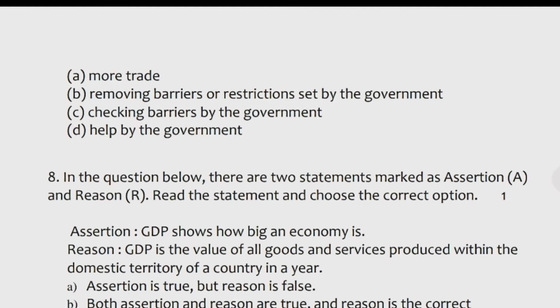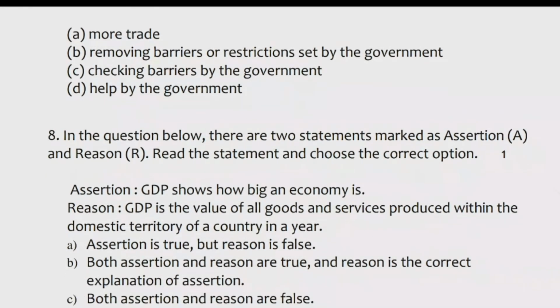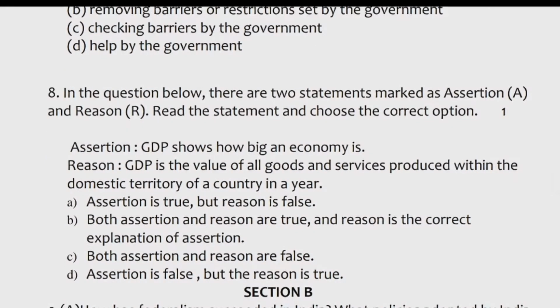A. Assertion is true, but reason is false. B. Both assertion and reason are true, and reason is the correct explanation of assertion. C. Both assertion and reason are false. D. Assertion is false, but the reason is true.